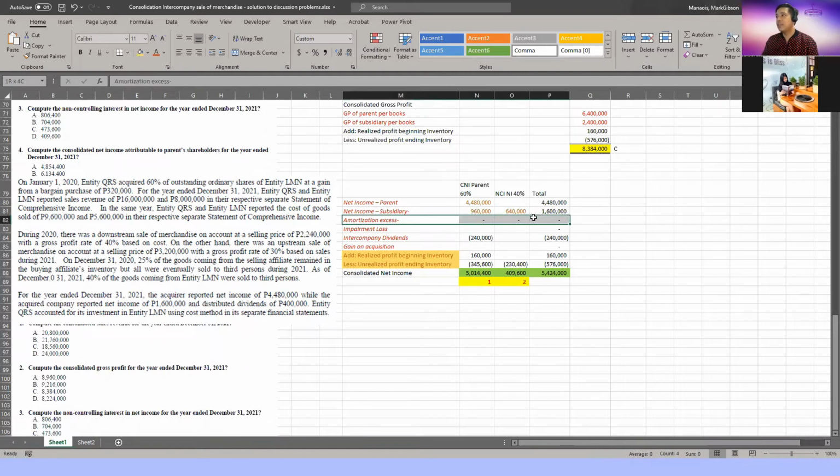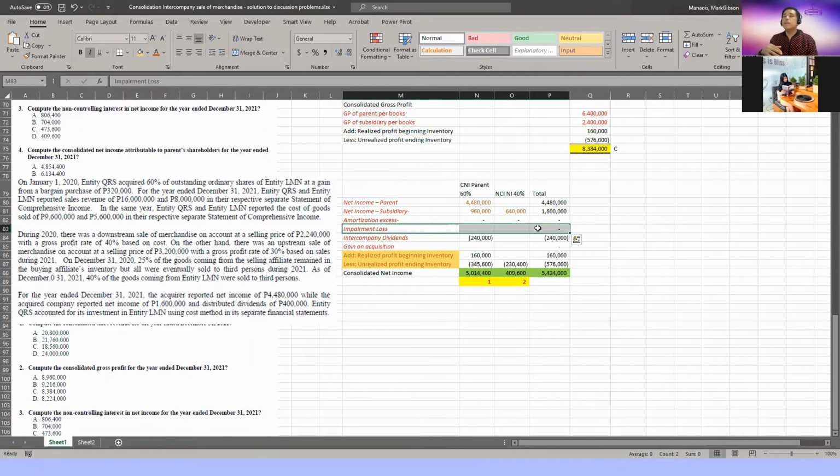Amortization of excess, wala naman tayo ngayon. Impairment loss, wala rin nabanggit. But I mean, it's good, no? Kung sinusulat mo palagi yung template, kasi sabi nga, pag sinusulat mo, there's something na nare-retain na agad sa'yo. 20% of what you write down, it's being retained to your brain.